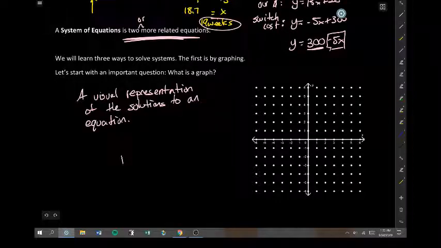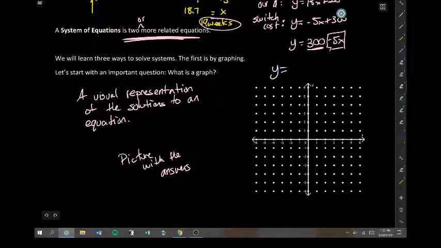You can think of it as a picture with the answers. So I'm going to graph an equation. I'm going to graph the equation y equals 1/2 x minus 2. Let's do minus 3. Let's do minus 4. That starts at negative 4 and goes up 1, right 2, and down 1, left 2.